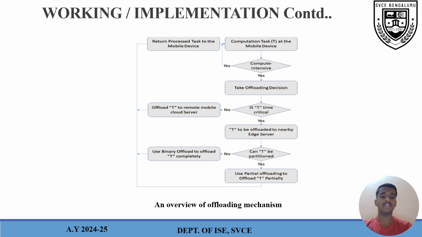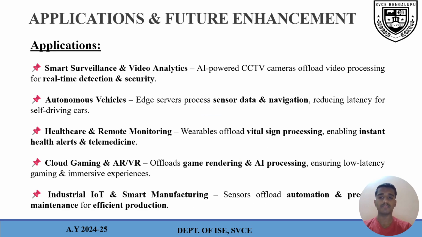So once the offloaded task is time critical, then it is checked whether it can be partitioned into smaller tasks. If yes, then we use the method of partial offloading. If not, then it is processed wholly as a binary offload, where the data is in binary format. So this gives a brief understanding of how the different steps work in the task offloading process.